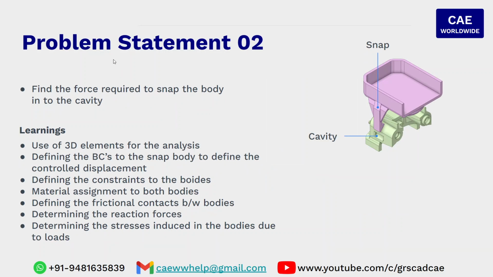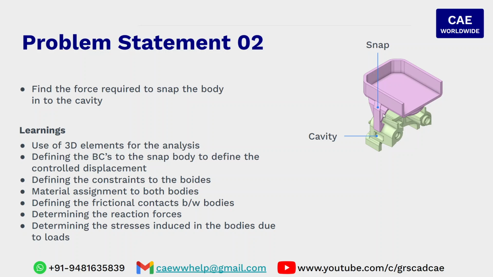The problem statement 2. On the right hand side, we can see there are two bodies, one having a cavity and another having a snap, that is the top body. Nowadays, for injection molded assemblies, snap has become a very important feature for locking purposes rather than fastening them. Because when fastened with screws, there is damage because of the plastic and metal interface and the sharp edges. It is very important to understand how the snap is going to behave.